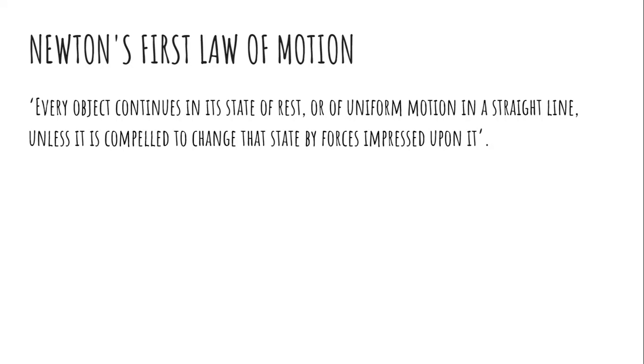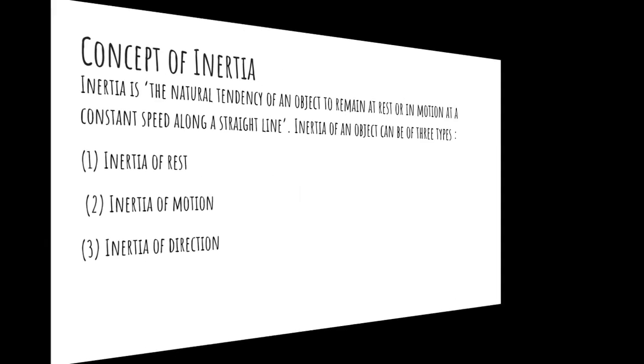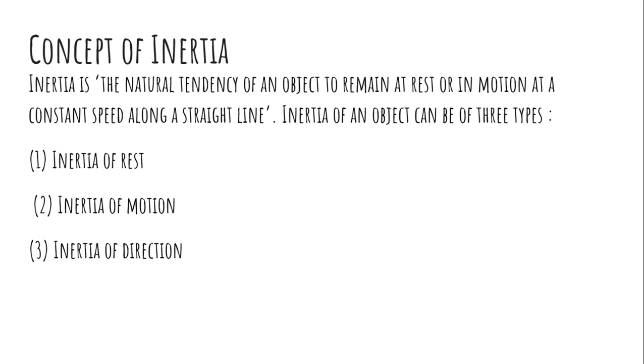Newton built this law on top of Galileo's observations on inertia. So what's inertia? Inertia is the natural tendency of an object to remain at rest or in motion at constant speed along a straight line. Inertia of an object can be of three types: inertia of rest, inertia of motion, and inertia of direction.